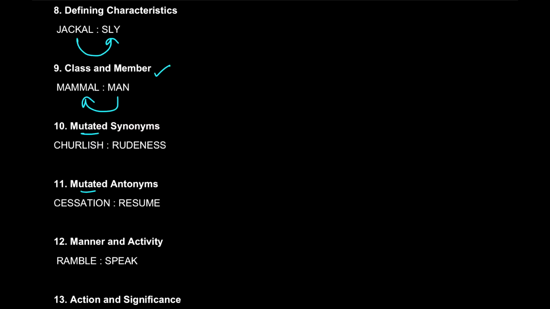Let's say for example we have churlish and rudeness. The exact synonym of churlish is boorish, rude, insolent, but the mutated synonyms can be rudeness, okay, which is in the form of a noun or you can say adjective or something. So ये कहीं ना कहीं indirectly related है. This is what we need to know here. Indirectly related. Okay. Same is the case with the mutated antonyms also.